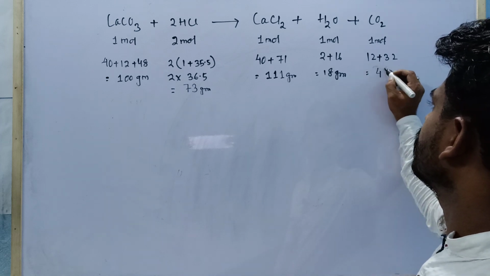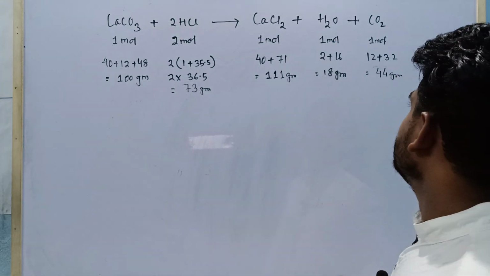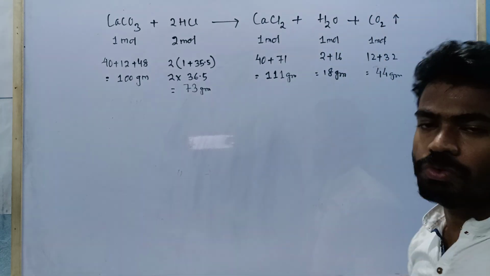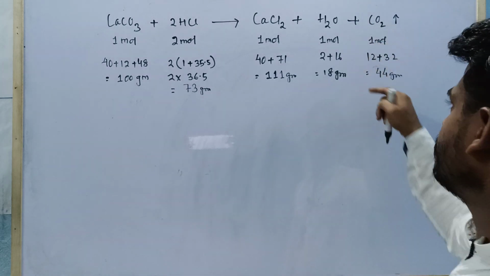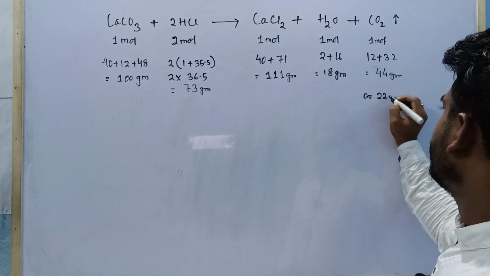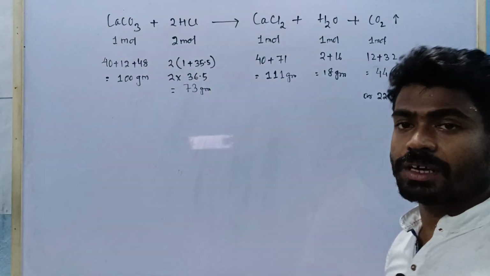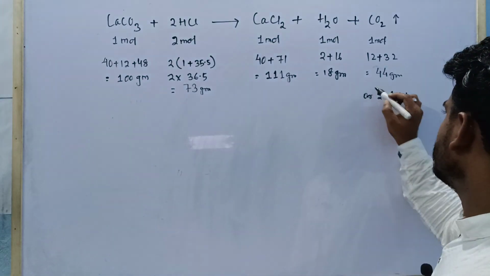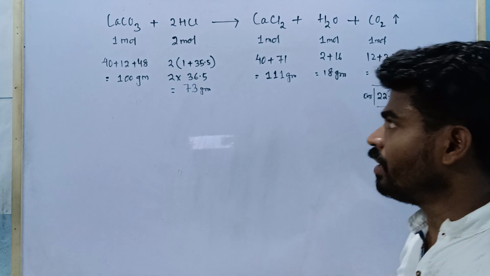44 gram. Okay. You see, since this one is a gas and its stoichiometric coefficient is 1, so 1 mole of any gas at STP you can compare its volume, or you can write 22.4 liter. Okay, for 1 mole of gas in a balanced chemical reaction under STP condition or NTP condition, its volume is 22.4 liter at NTP. I have told you in mole concept.